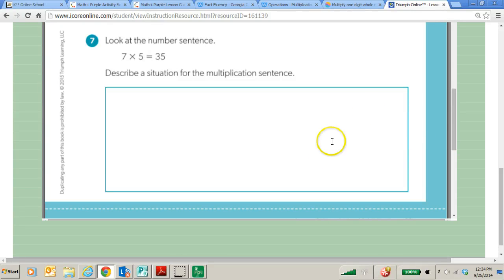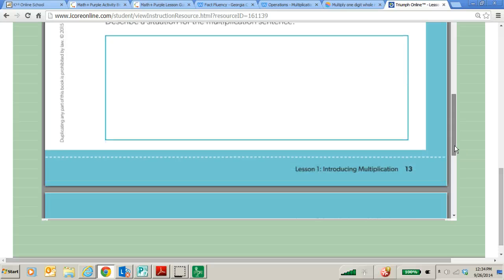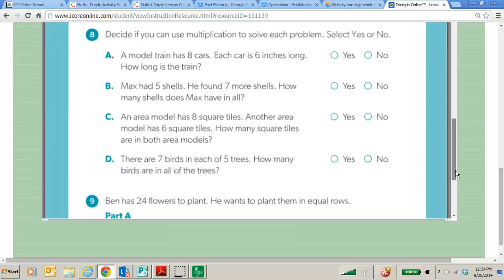And here is an example of an open-ended question. It says look at the number sentence. 7 times 5 equals 35. Describe a situation for the multiplication sentence. And maybe you could encourage your child to think of a word problem, such as 7 friends came to my house and I gave each of my friends 5 cookies. How many cookies did they eat in all? 7 times 5 is 35. We ate 35 cookies, or something like that. So we definitely want students to understand what multiplication is all about. So definitely check out these resources.